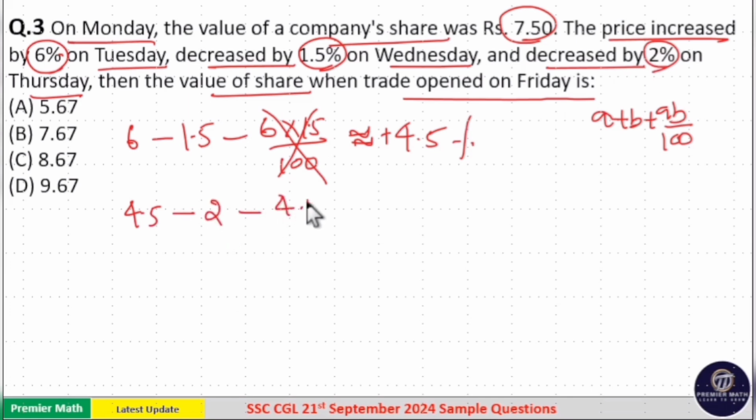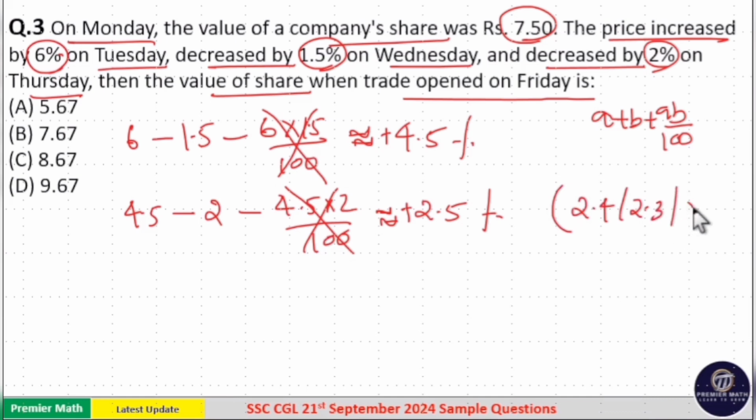So this is equal to 4.5 minus 2, which is 2.5. Here also leave this term. So this is around 2.5% increment. Actually, when you include these two terms, your answer can be 2.4 or 2.3 or 2.2. But I'll take 2.5. So 2.5% of the initial value is 7.5.